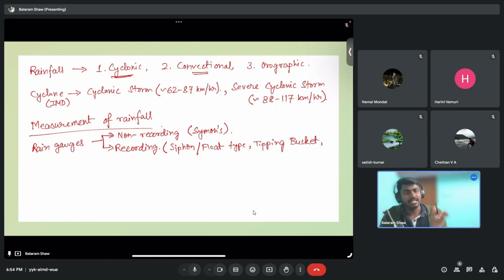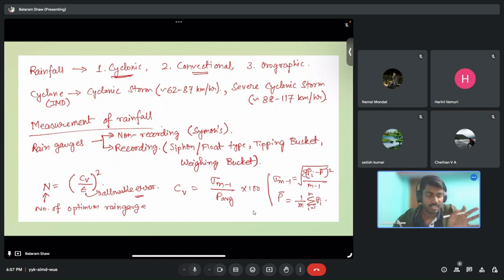This epsilon is the allowable error that you want. You can mention that this much error we can allow, so that will be the allowable percentage error in the estimation of mean rainfall of the region. From this we can estimate how many rain gauges are at least required for, let's say, a catchment or for a region.